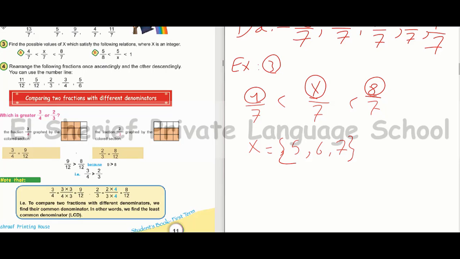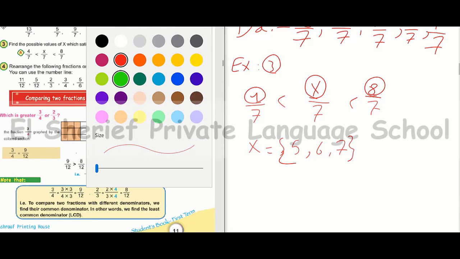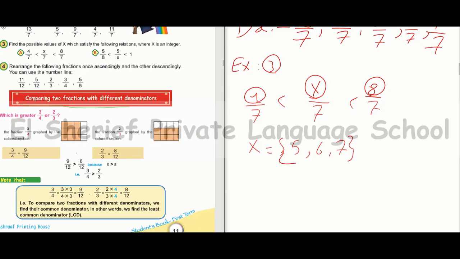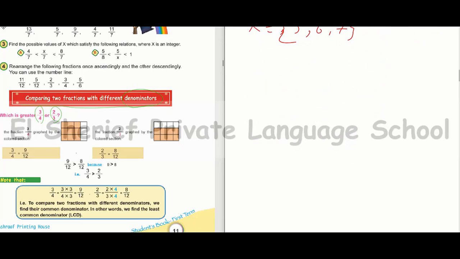Now, comparing fractions with different denominators. Here we have 3 over 4 and 2 over 3. What will we do? First we must find the lowest common denominator. We must make the same denominator. So 4 and 3.